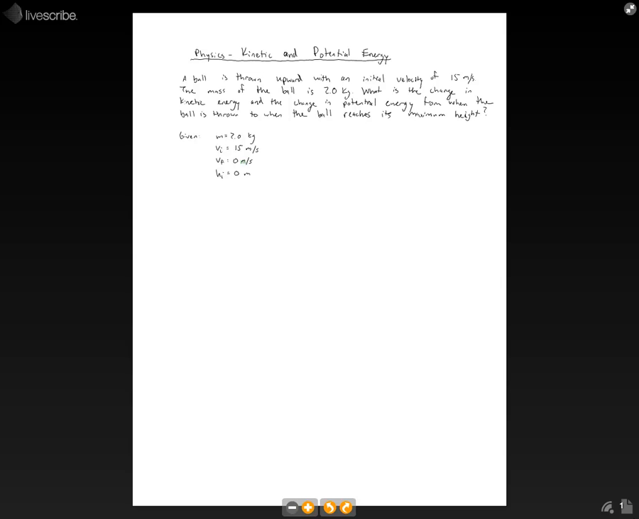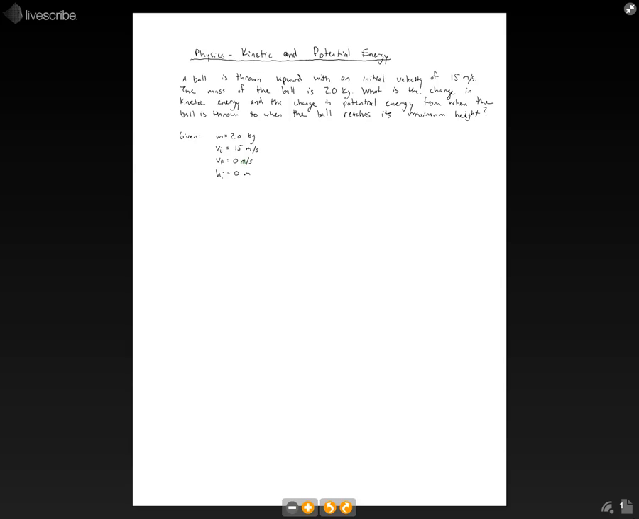And we have to define where our height is at. So we'll just consider the initial, where the ball is thrown, to be 0 meters, I guess you could say, the ground state.